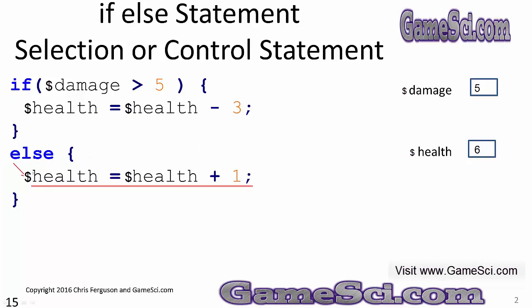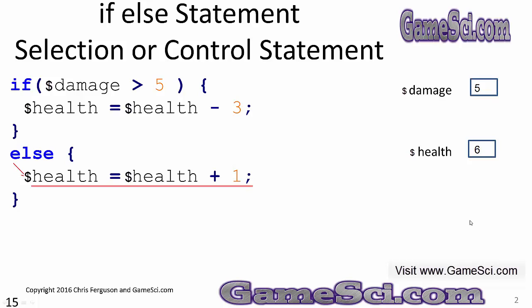When it executes the code in the else, it'll go inside this block. Everything between these two curly braces will execute when the condition is false. Health equals health plus 1. We've bumped the health variable back up to 6. So there you have it. There are two full examples of tracing the if-else statement through both paths the program could take.